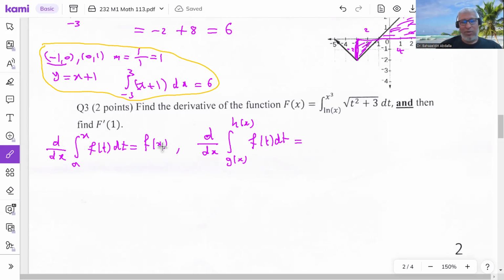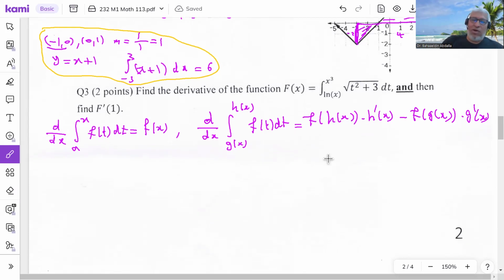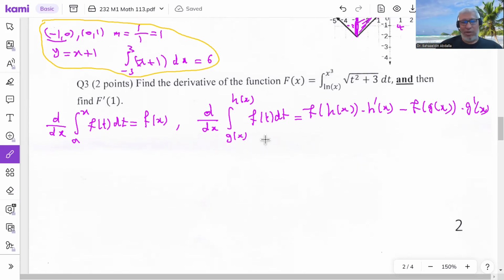So the answer would be, instead of f of x, I'll have f of, remember, I replaced t by x. So I have here h of x. Sorry, I will replace t by h of x. So f of h of x. But this is a function, so I need to multiply by its derivative, minus, and now I do the same for g of x, f of g of x times g prime of x. So you can use this formula when you have a function below and up.